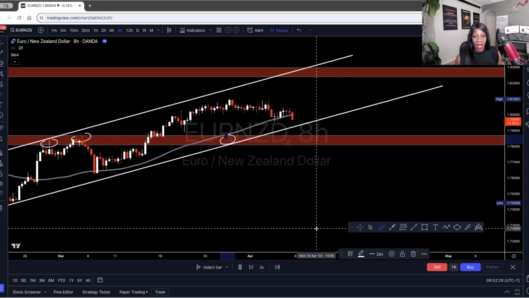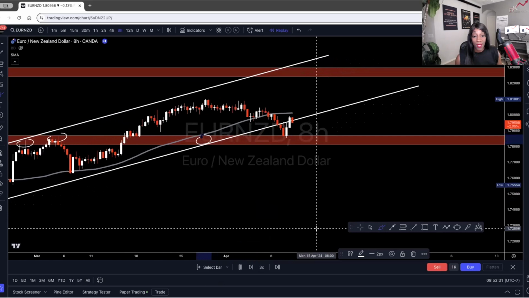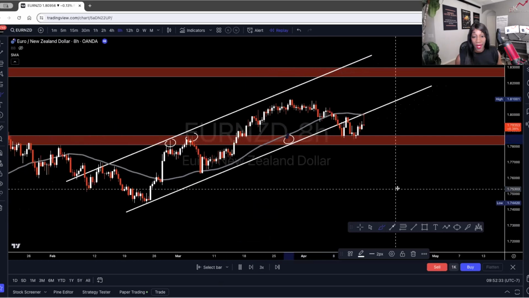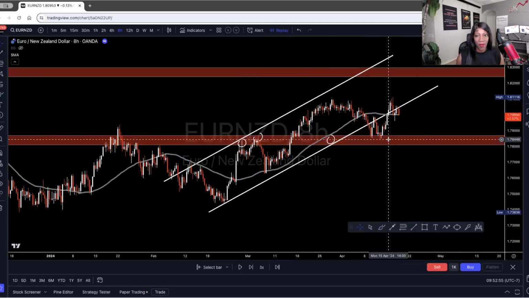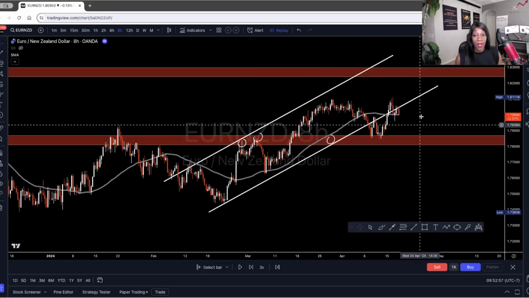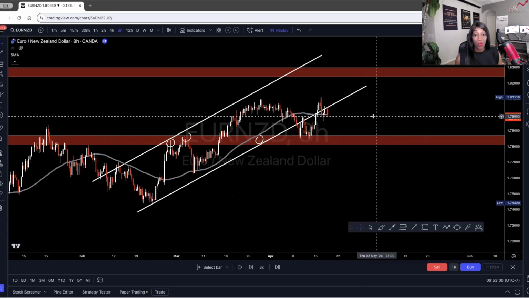So price is coming down, it's gone up a little bit, and now you can see that price went right to my area and it turned around. Look, now price did break out of the channel that I have right here, but what you need to keep in mind is that oftentimes you're going to need to readjust your channel.